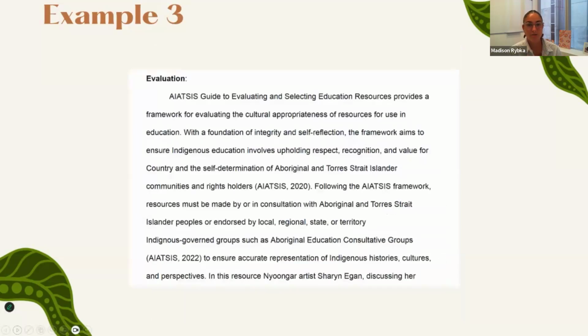I've just taken a little snippet of evaluation using the guidelines. So they speak about essentially why this is culturally important. With foundation of integrity and self-reflection, the framework aims to ensure Indigenous education involves upholding respect. Following the framework, the resource must be made by or in consultation. Remember looking at that pyramid, by mob, with mob, for mob, and then it goes further down. This person here gave me just that little bit of information about the IATSIS guideline. You don't have to do that, but then they go further down to tell me about the resource and discussing that information.